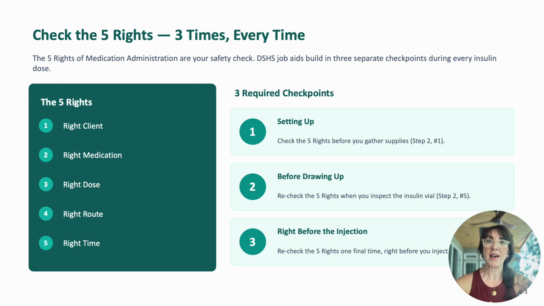In this process, as with use of an insulin pen, the 5 medication rights must be verified no less than 3 times for every administration. That occurs once during setup, once before drawing up, and once right before injection. As we all know, the 5 rights include ensuring that we have the right client, the right medication, the right dose of insulin, and the right time. The route will be subcutaneous in all instances in the assisted living facility.